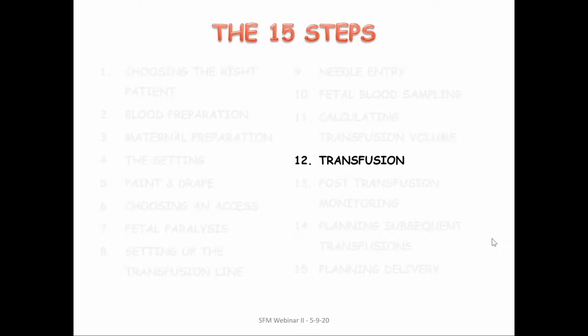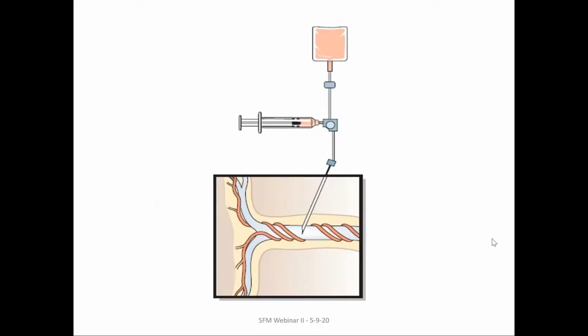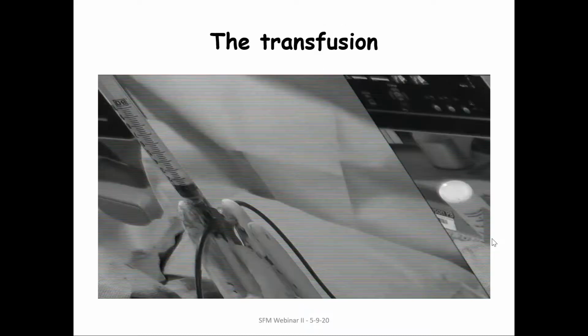Now, once you've calculated how much blood needs to go into the fetus is when you start the transfusion per se. The setting, as I said, is that you draw blood from the blood bag into the 10 ml syringe, close the blood bag end, open the end that is connected to the needle, and then transfuse that measured quantity of blood into the fetal circulation. This is how it's done.